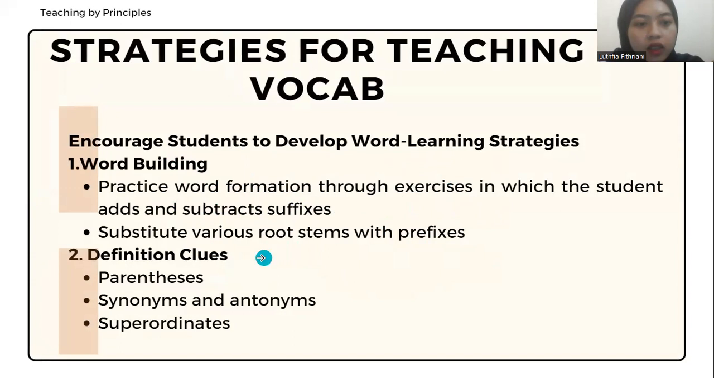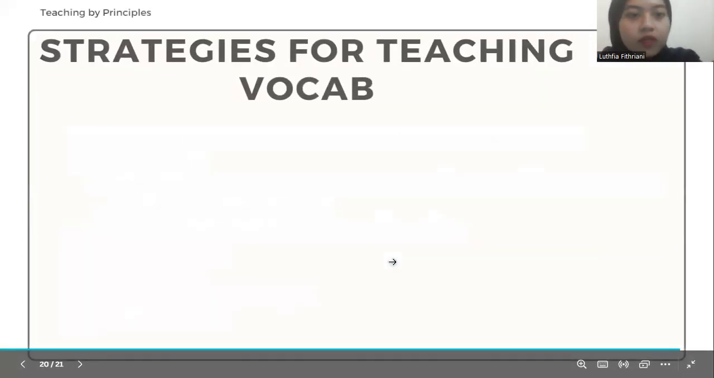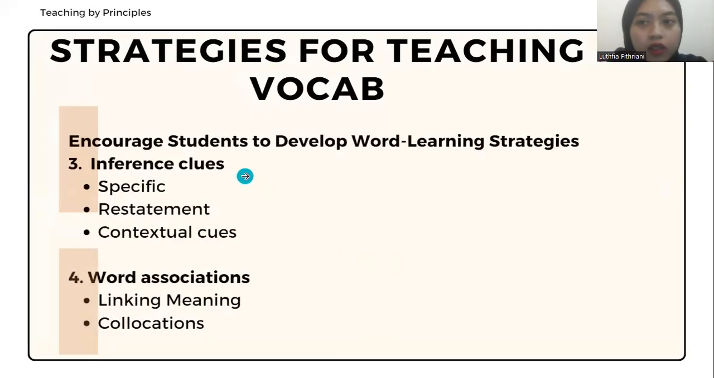The second is definition clues. So definition clues include parentheses, synonym and antonym, and superordinates. The third is inference clues. So inference clues refer to specific restatement and contextual cues. And the fourth, word association. So word association refers to linking meaning and collocation.